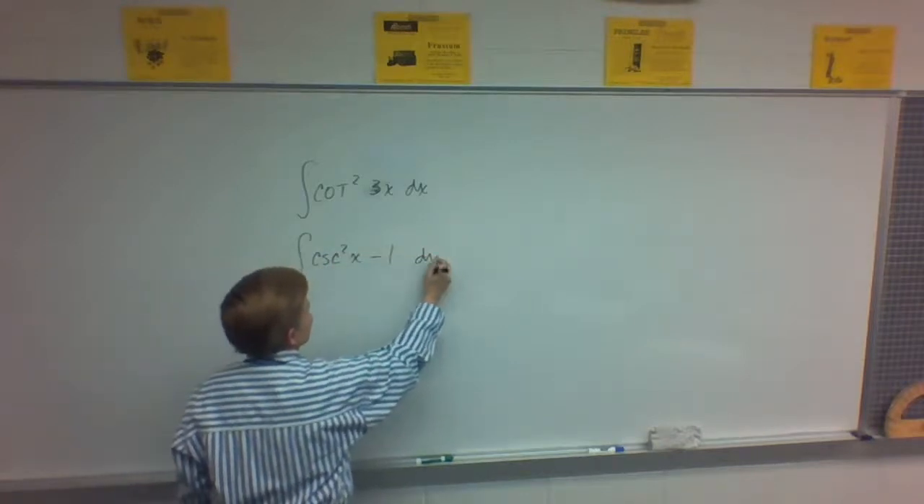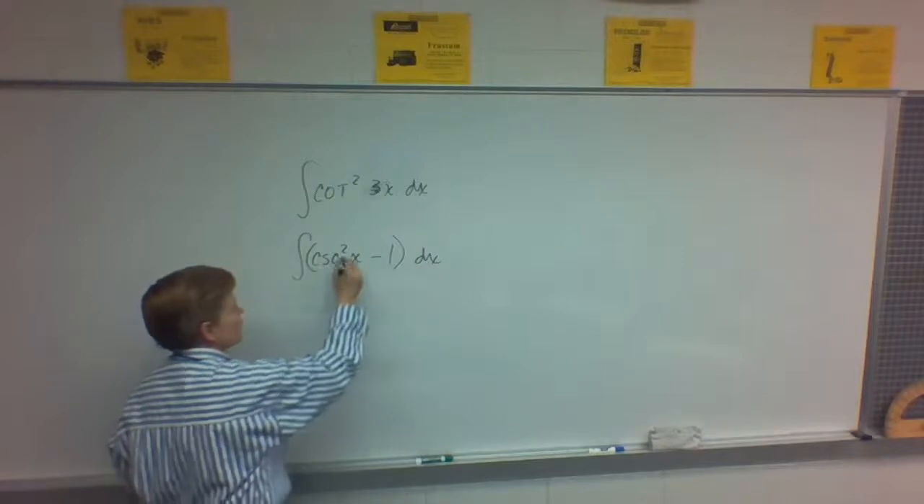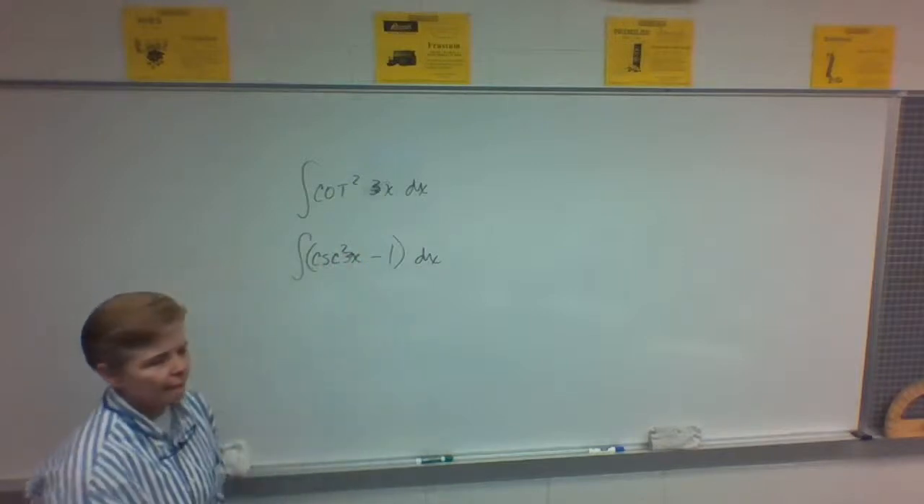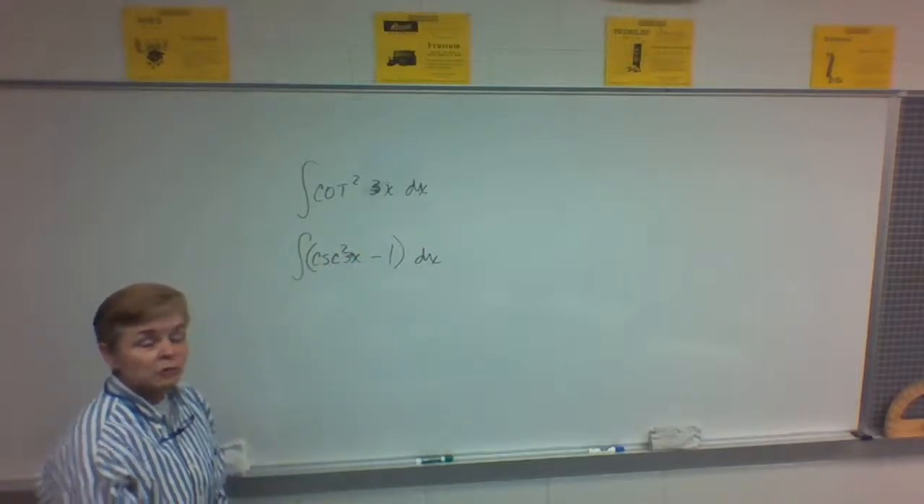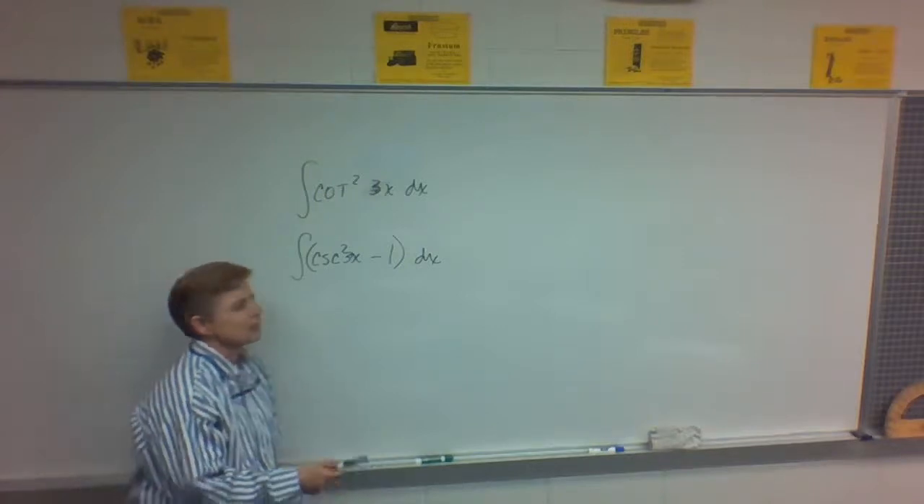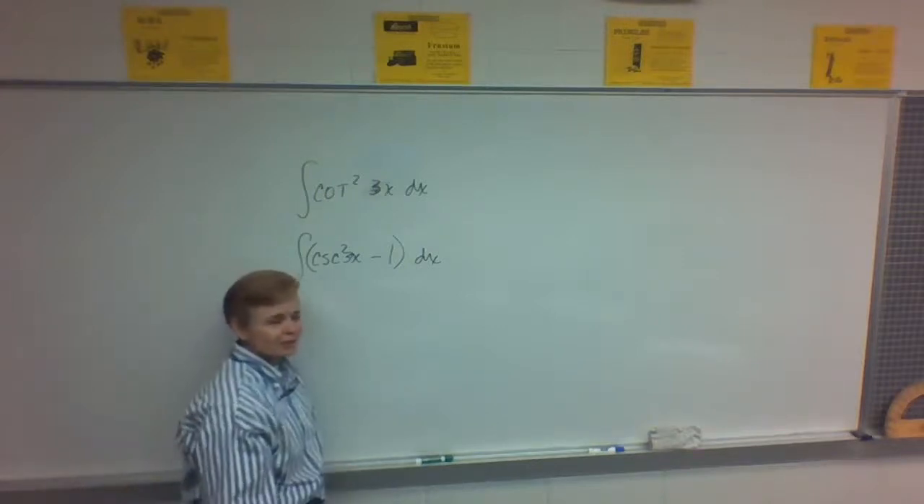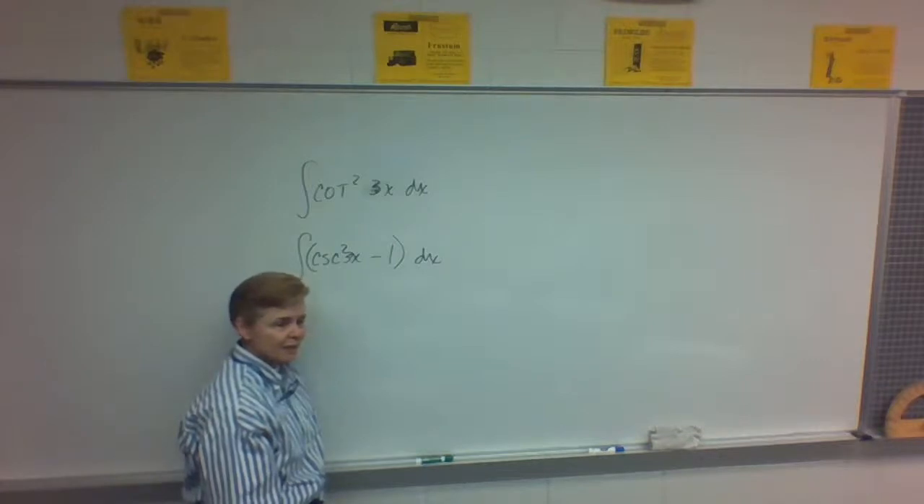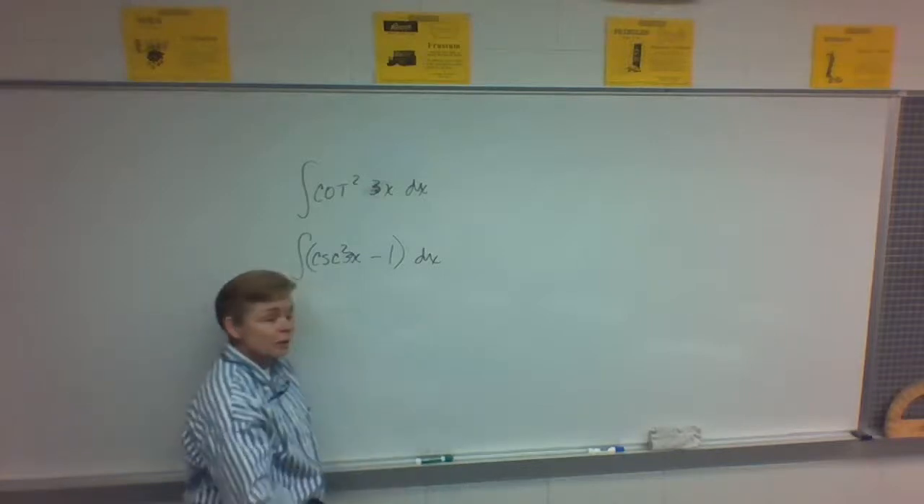Would it be 3x? Yes, you just have to go back. So this one's now a Pythagorean identity. Why do you suppose we wanted to choose this? Because we know someone whose derivative is cosecant squared. Do you know someone whose derivative is cosecant squared?